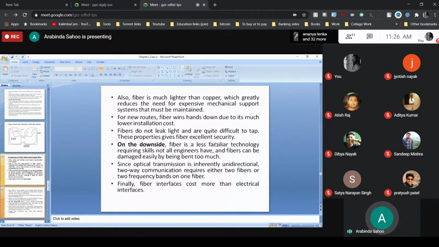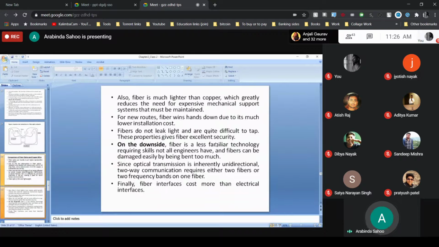So optical fiber is more secure as compared to your copper wire. So these are the advantages associated with your fiber optics as compared to your copper wire.